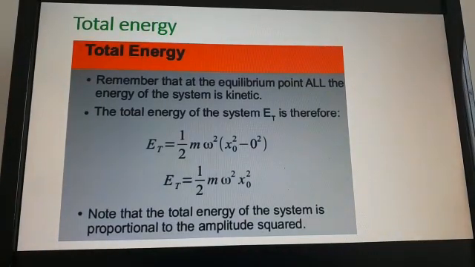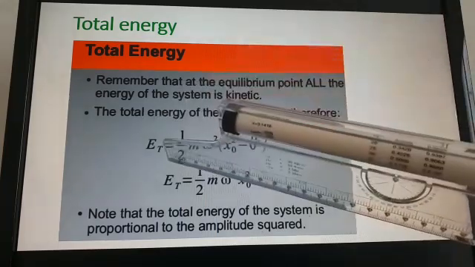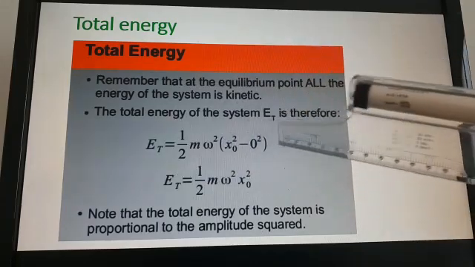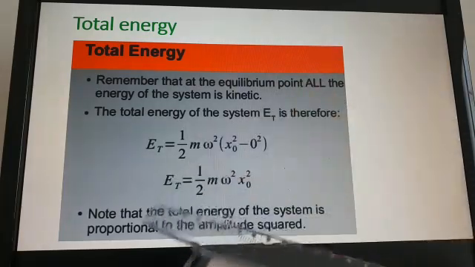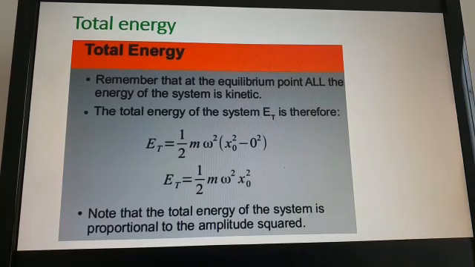Now, remember that at the equilibrium point, all the energy of the system is kinetic. There is no potential energy. So the total energy of the system is ½mω²(x0² − 0²), which simplifies to the final equation: total energy is equal to ½mω²x0². Note that the total energy of the system is proportional to the amplitude squared, where x0 is the amplitude. So these are the equations. Remember all these equations, and in the worksheet we will do some numericals.